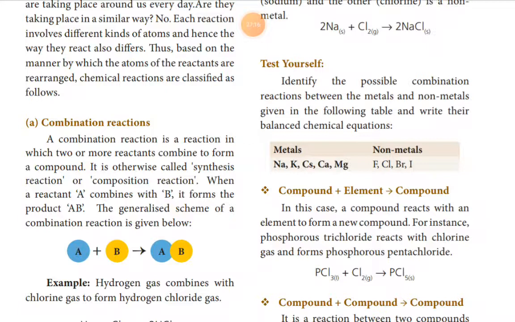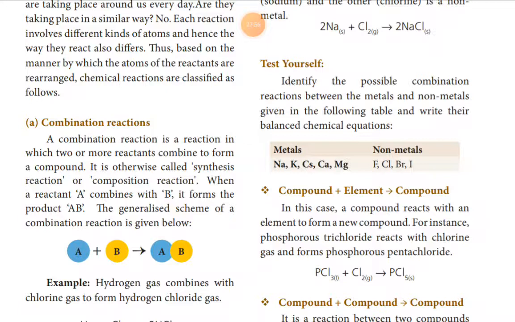You see, a combination reaction is a reaction in which two or more reactants combine to form a compound. So only one product is formed by the combination of two or more reactants. So simply you can understand, two reactants combine to form a product. What are reactants? Reactants are nothing but the substances taking part in the chemical reaction. The elements or compounds taking part in the reactions are reactants.